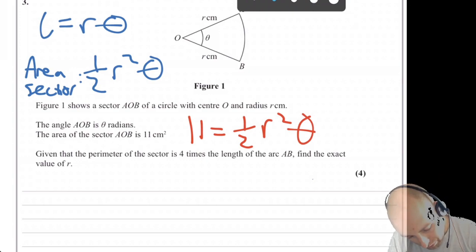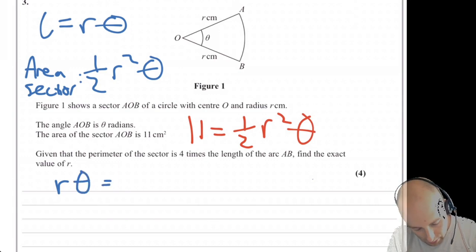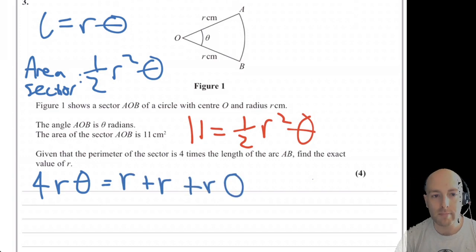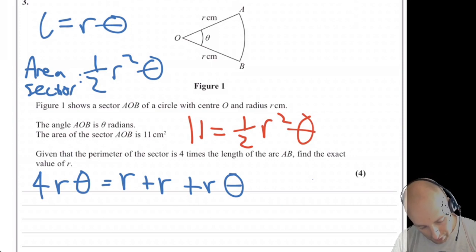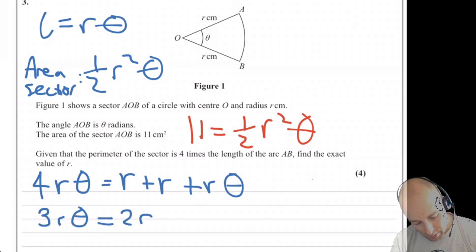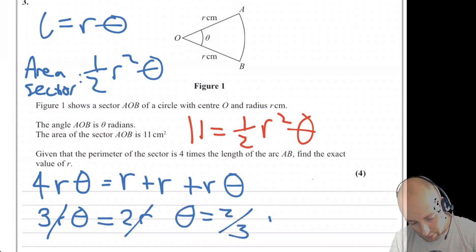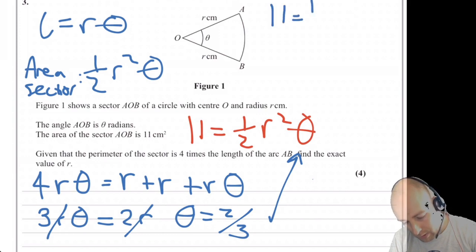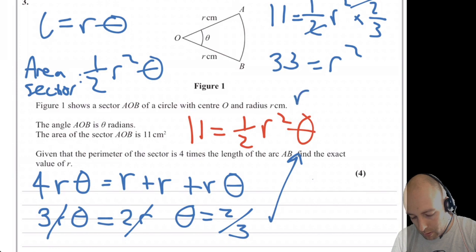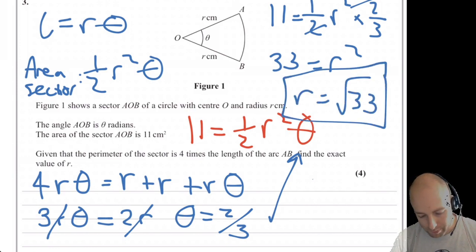So the arc length is r theta, the sector is 4 times this, so 4 times that equals the perimeter. And the perimeter is r plus r plus r theta. So rearranging that, we can take that from each side and get 3 r theta is 2r. Divide each side by r, divide each side by 3 to get theta is 2/3. Put that in there to get 11 is half r squared times 2/3. 2's cancel, so we get 33 is r squared, so r is the square root of 33. And that's that one.